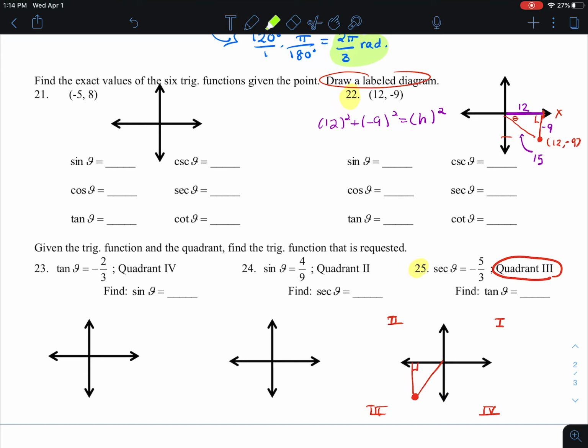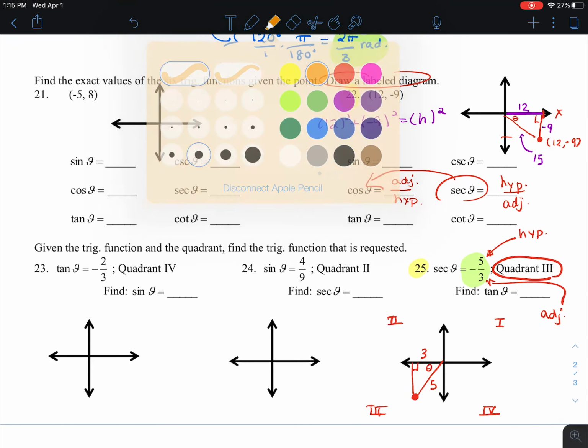Now they give you that secant is -5/3. Remember, secant is the reciprocal of cosine. So if cosine is adjacent over hypotenuse, then secant is hypotenuse over adjacent. That means this 5 is the hypotenuse and this 3 is the adjacent. So I'm going to label the hypotenuse 5. I should put the theta symbol, which always goes at the angle closest to the origin. And I'm going to label the adjacent leg 3.